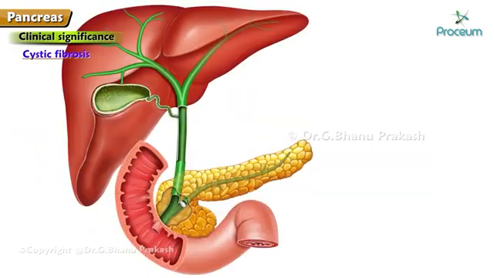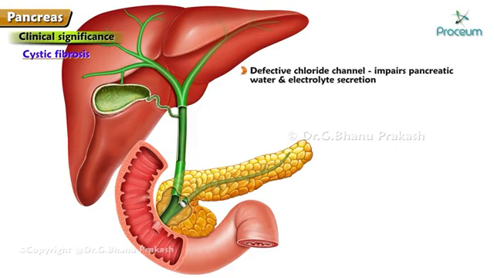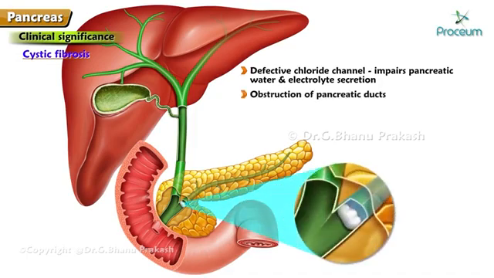Cystic fibrosis. Cystic fibrosis is caused by a defective chloride channel that impairs pancreatic water and electrolyte secretion. This results in obstruction of pancreatic ducts with subsequent maldigestion and malabsorption.